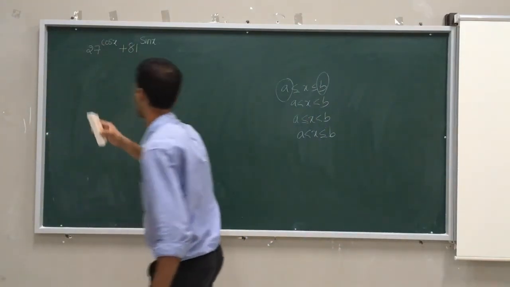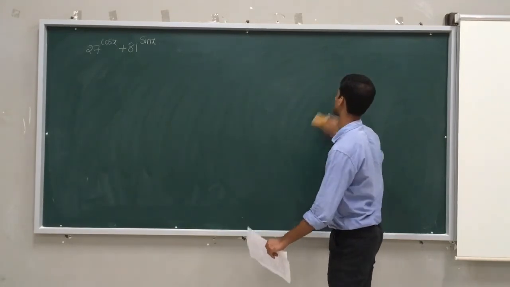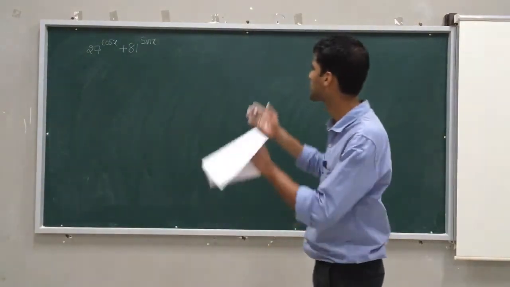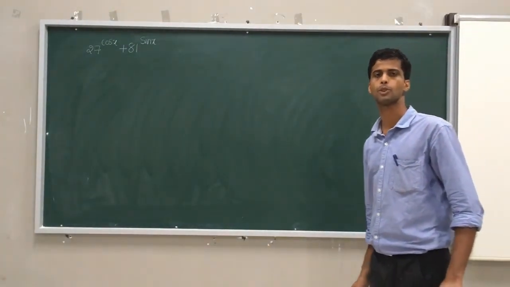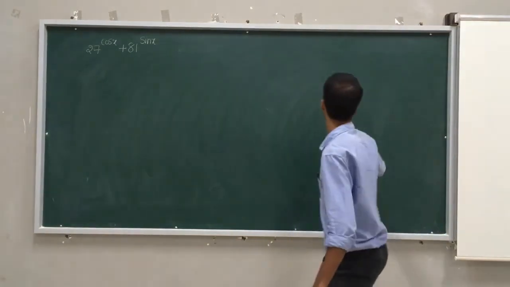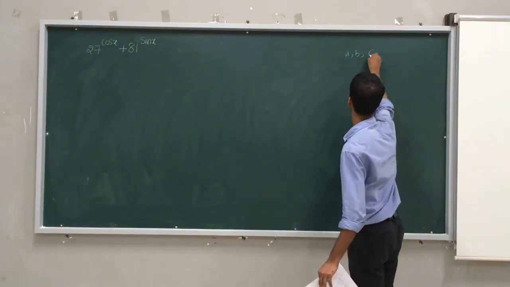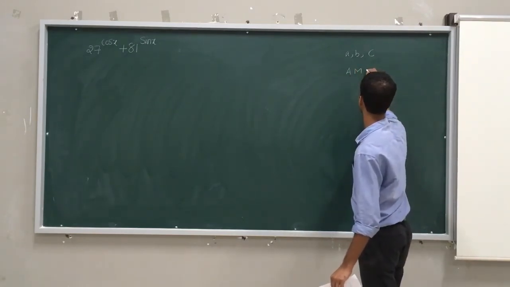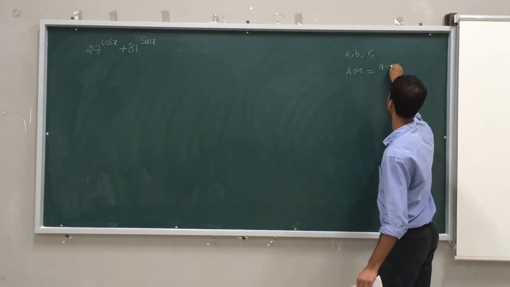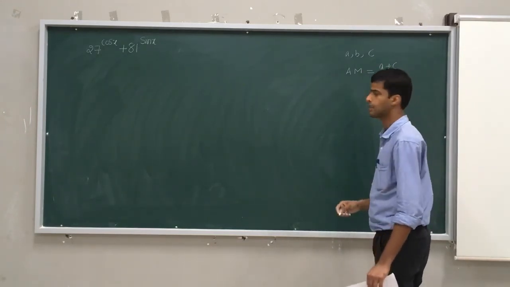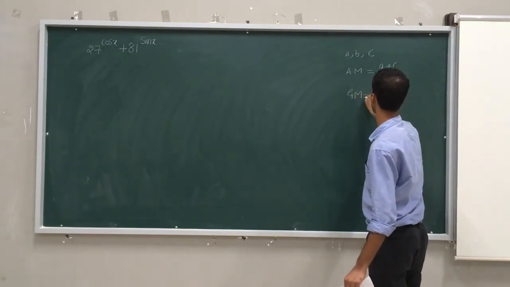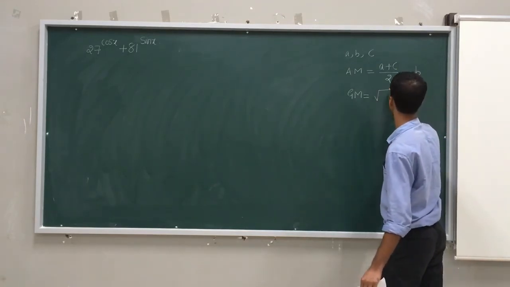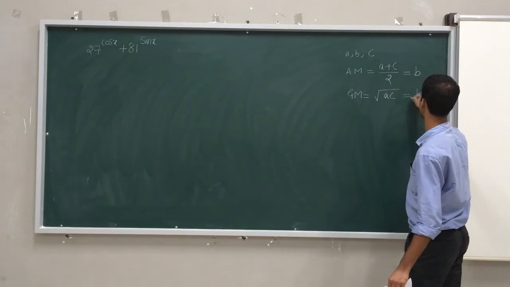But what to do with this thing? In the previous question we could say sin square x is 1 minus cos square x, and manage everything. But how to manage with this? I will take help of what we studied in our lower classes. We all know that if a, b, c are three numbers, then the arithmetic mean of a and c is a plus c by 2, which is b. The geometric mean of these two numbers is root ac.